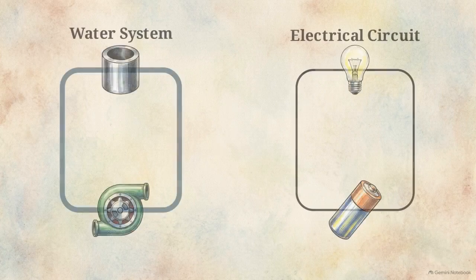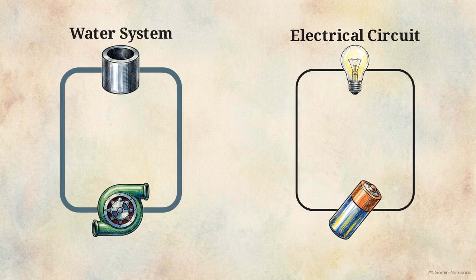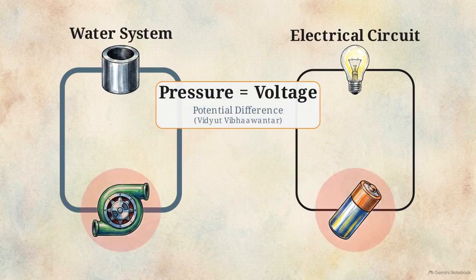Let's compare this electrical circuit on the right to the water pipe system on the left. Translating the engineering terms into a physical analogy makes the concept much easier to visualize. Look at the mechanical pump. It generates the pressure needed to move the water. In our electrical circuit, the battery does the exact same job. The electrical pressure created by that battery is voltage.